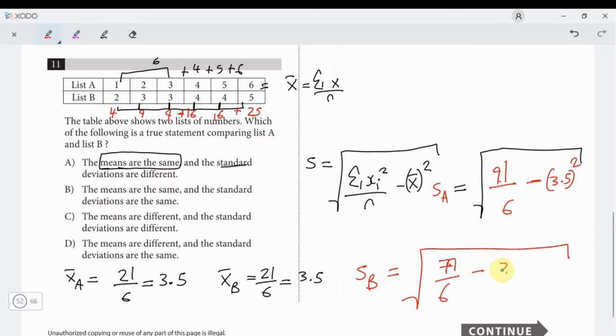Clearly, we're going to get different standard deviations. Even though they have the same mean, the only way we get the same answer is if it was the same number here. Notice we get two different numbers. So without using the calculator, the standard deviation can't be the same. So mean is the same, but standard deviations are different. Option A. Easy.